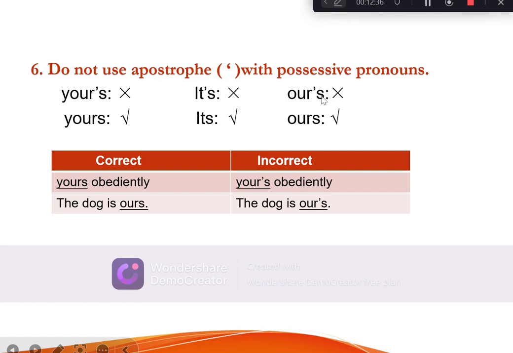If we use apostrophe with these pronouns, it makes the sentence incorrect and faulty. Yours is the correct form, its is the correct form, ours is the correct form. Mostly at the end of the application we use yours obediently. Look here, yours obediently, whenever we use apostrophe with yours, it makes the structure very faulty and incorrect. Therefore do not use apostrophe with the possessive pronouns.